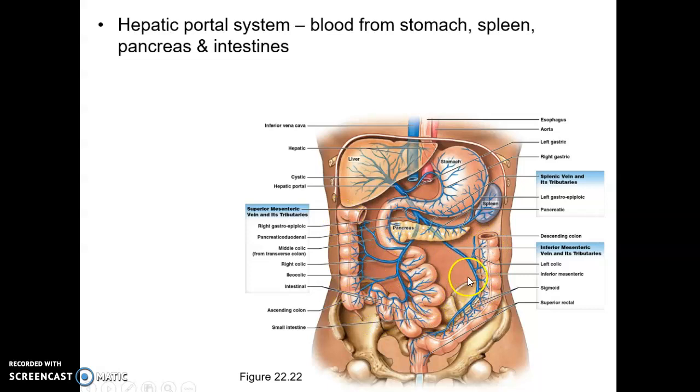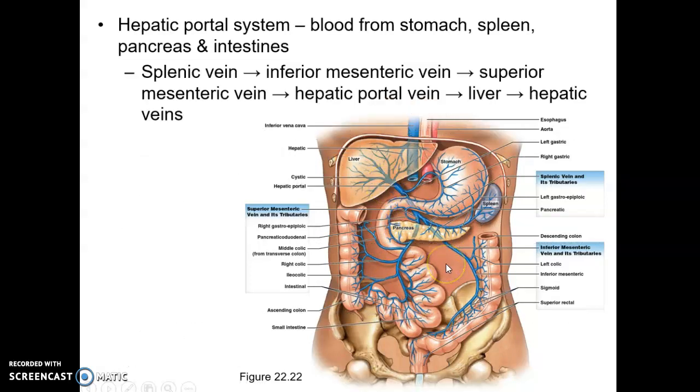So this is blood that goes to the liver from the stomach, spleen, pancreas, and the intestines, small and large. Here, notice that the small intestine has been greatly reduced and some of the large intestine has been removed just to highlight this venous blood flow to the liver, the hepatic portal system. So the only ones you need to know here are going to be the splenic vein. Notice it's blue, carrying venous blood from the spleen towards the liver. So there's the splenic vein. Okay. Then there's the inferior mesenteric vein.